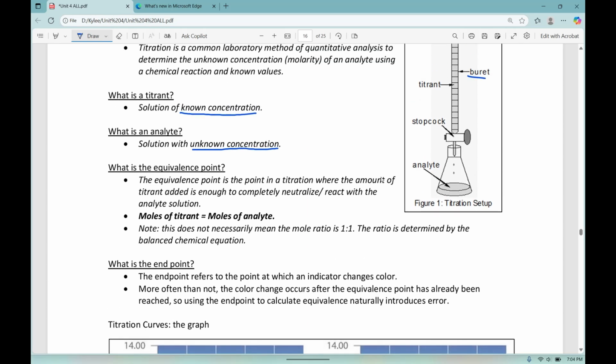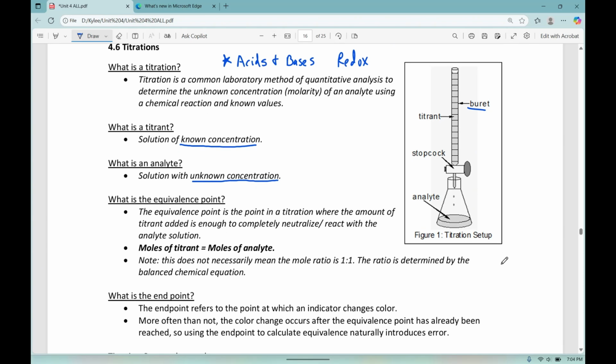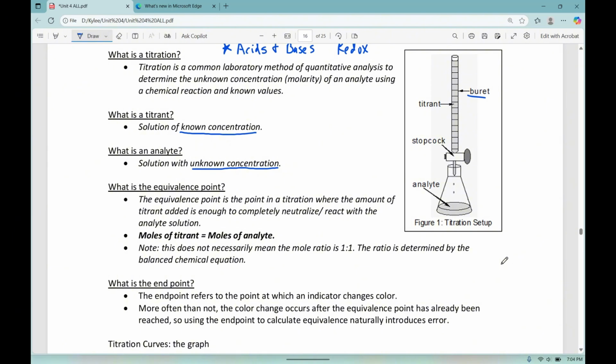Now I should note that this is a typical lab technique that is used when we analyze acids and bases. However, that's not the only use for titrations. For example, I do a lab with my students where we're doing a redox reaction. So there are many different applications. Typically, like I said though, where you're going to see this the most is with acids and bases, which is what the focus of some of these graphs are that I'm about to show you.